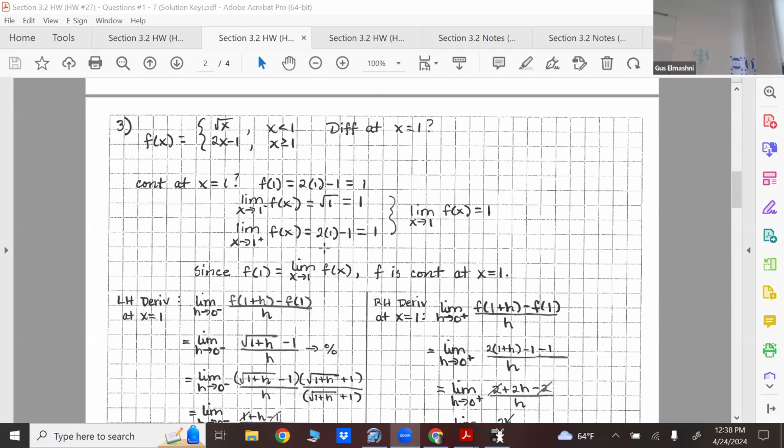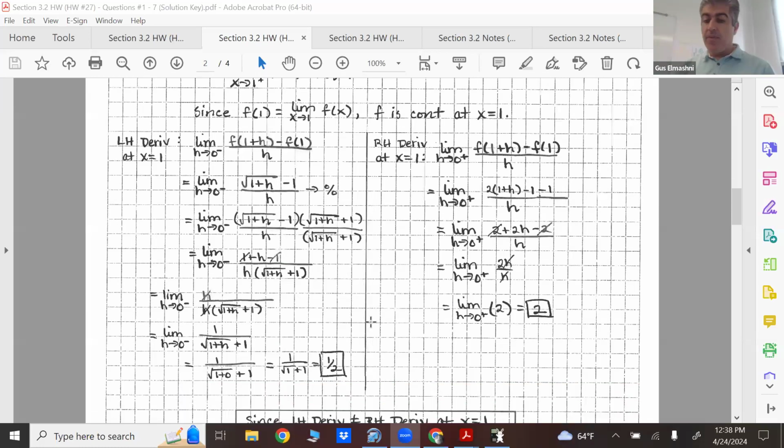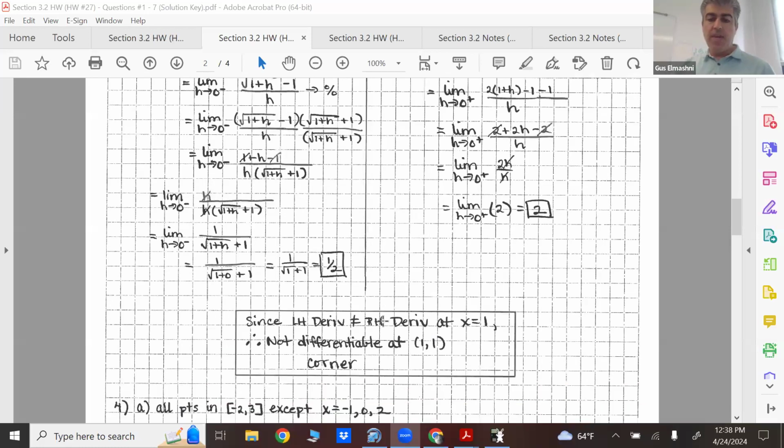The limit equals F1, so we're continuous. Then we proceed with the left and right hand derivatives. Left hand derivative, you're going to focus on root x. Right hand derivative, you're going to focus on 2x minus 1. When you work each one out, they're different numbers. Because they're different numbers, but finite, you're going to say it's a corner.